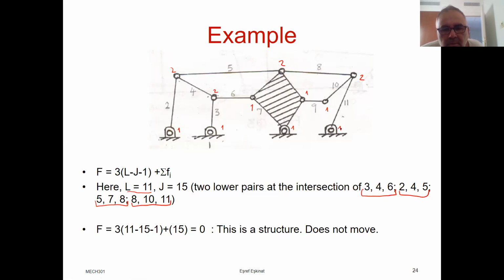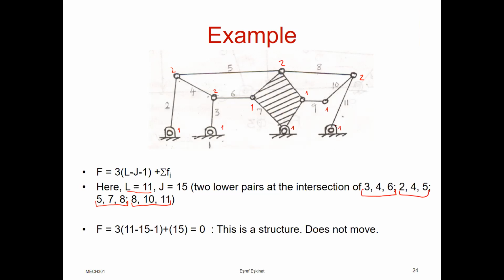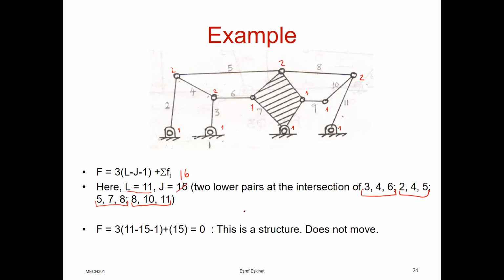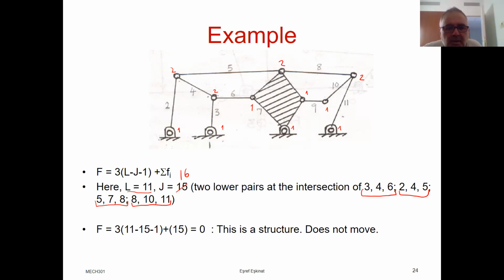1, 3, 5, 6, 7, 9, 10, 11, 13, 14, 16. No, I made a mistake somewhere. Let's count it again. 6, 7, 9, 10, 11, 13, 14, 16. Why does this happen? You did it correct, hocam. It's a calculation mistake. Okay, well, in that case, this is 16. Maybe it adds up to 15, Hocam. It adds up to 15. It's not 16. Why? You tell me.